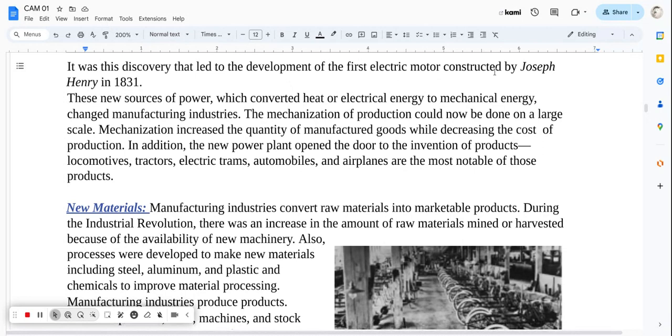The first electric motor constructed by Joseph Henry in 1831. Wow. So in only a few hundred years have we been able to go from the first electric motor to where we are in our human technology progression.